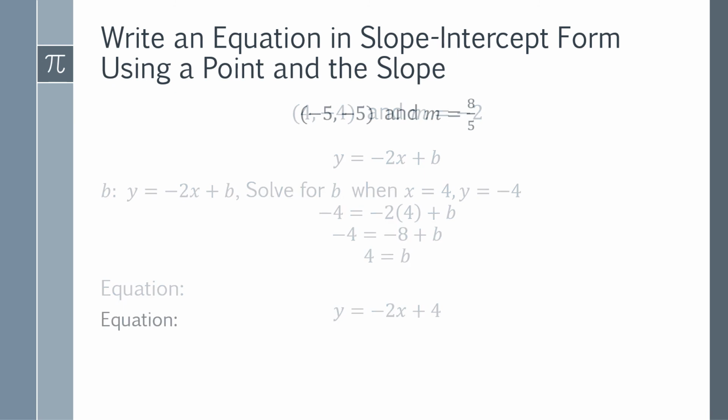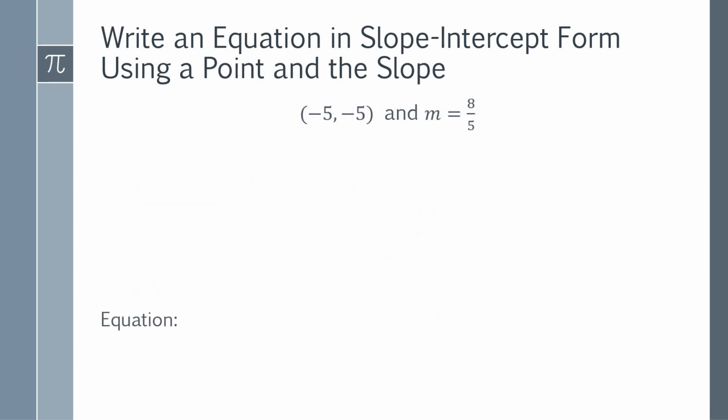Let's look at another example. What is the equation of the line going through the point (-5, -5) with slope 8/5?